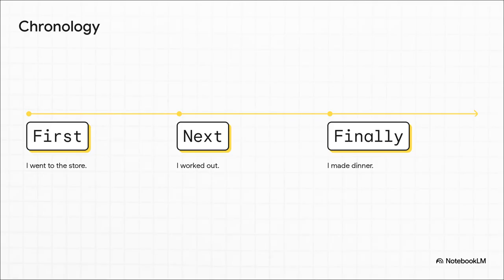All right, next up we've got chronology. Now this one is super simple, but honestly it's so powerful. These are the words that put your stories in order. They take what could be just a jumbled list of events and instantly make it organized and so much easier for people to follow along.